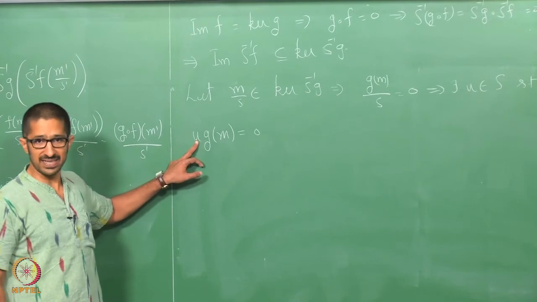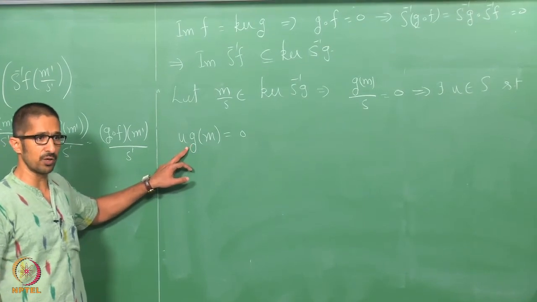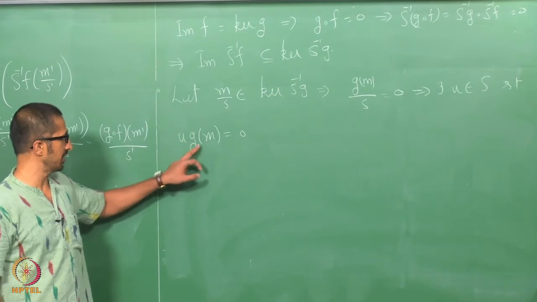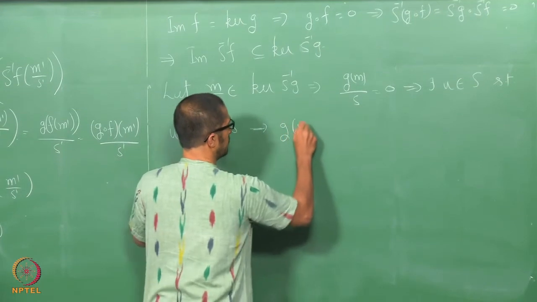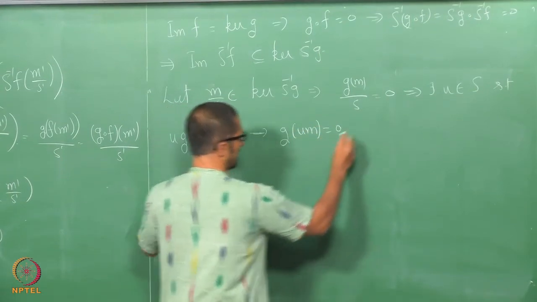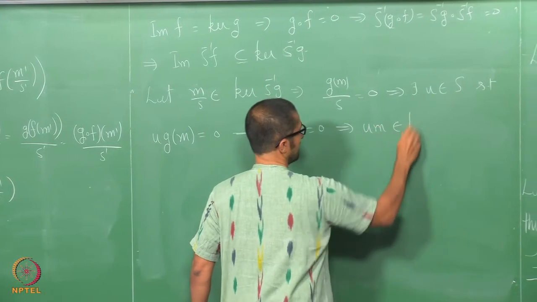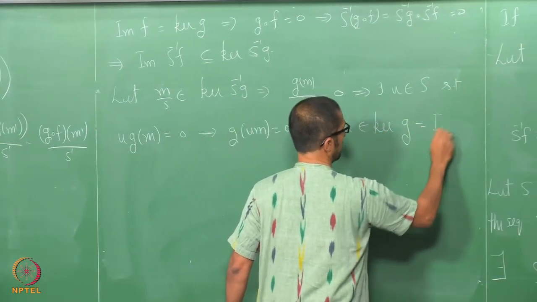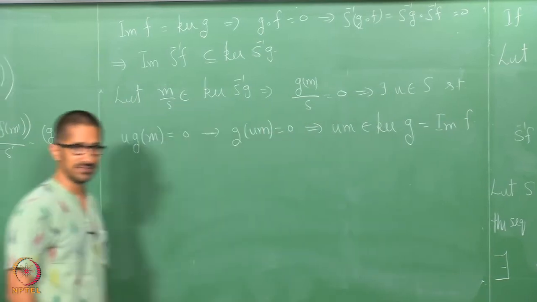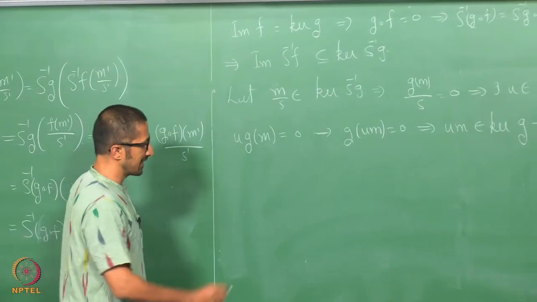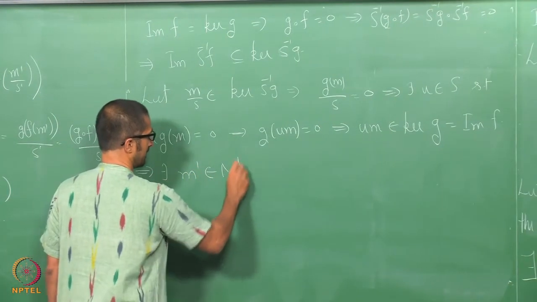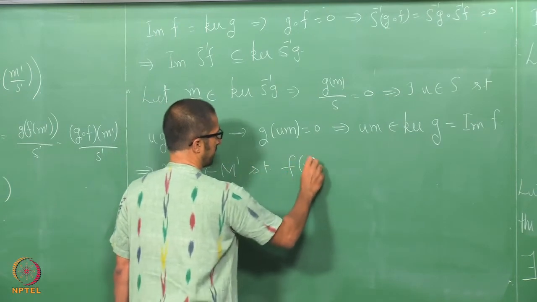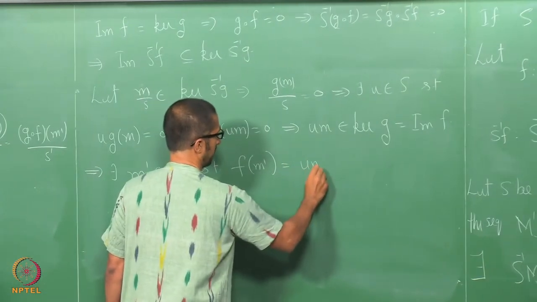But now U is a ring element, G is an A module homomorphism, therefore U times G of m is same as G of U m. That means U m is in kernel of G, which is same as image of F. What does that mean? That means there exists some m prime in M prime such that F of m prime is U m. Can you complete it now?